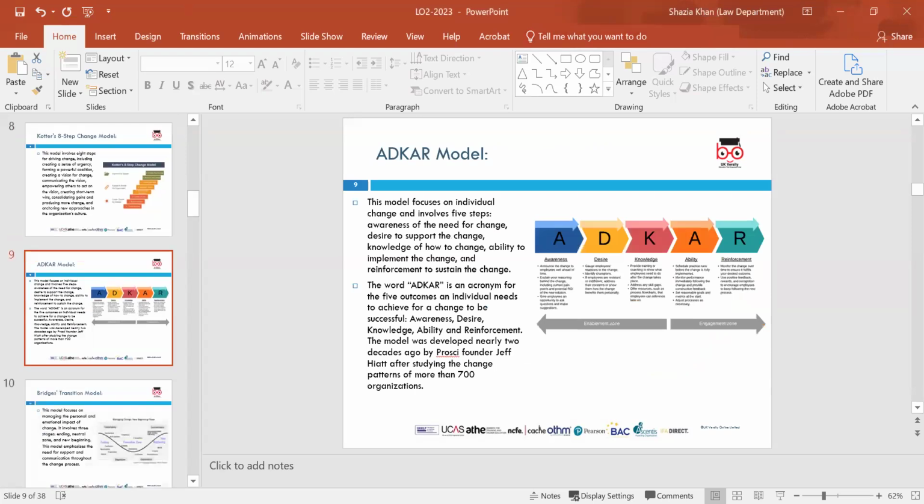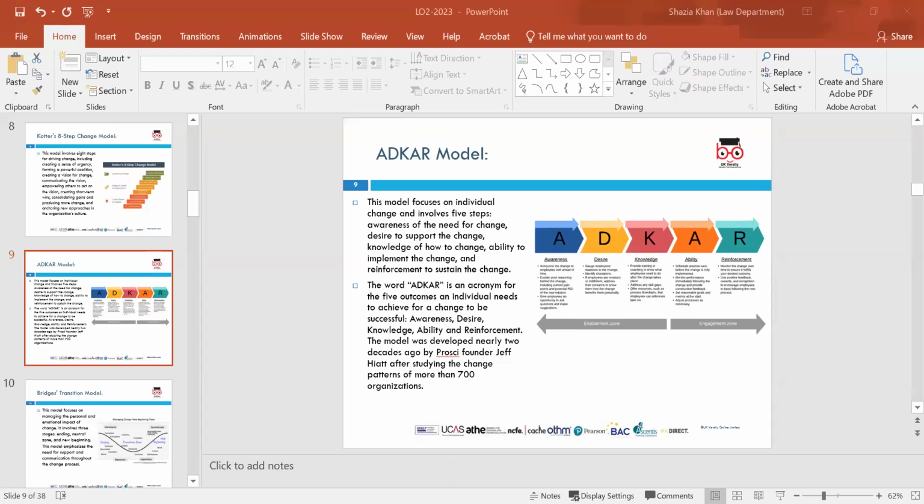Then we had the ADKAR model. The ADKAR model is one of the most proven change models among enterprise organizations. Founded by Prosci founder Jeff Hiatt in 1996, it focuses on guiding individuals through the change journey by helping them realize the need for change, equipping them with the skills and knowledge they need to adapt to it, and motivating them to embrace it. So the whole point of this was to prepare the individual for the change, making them aware that this is going to happen.